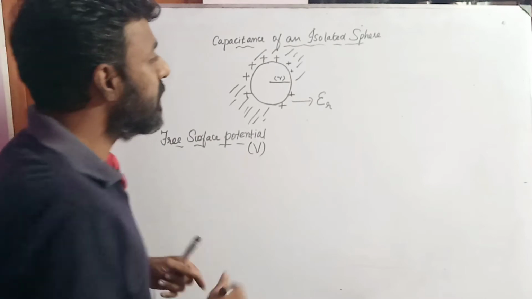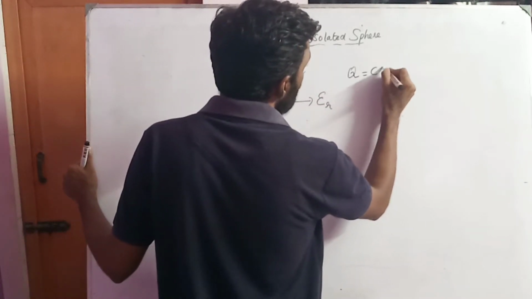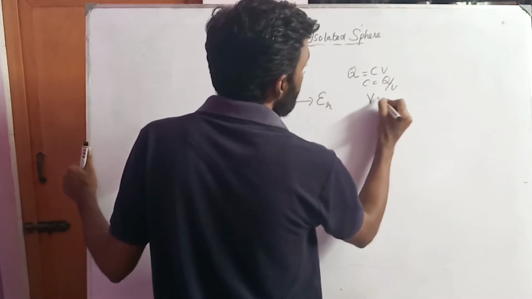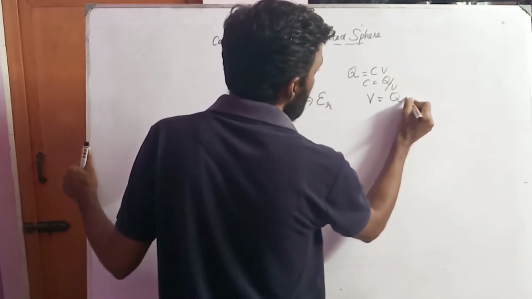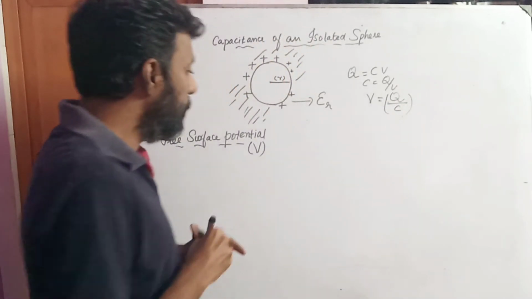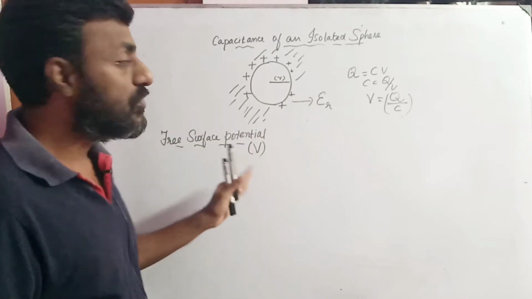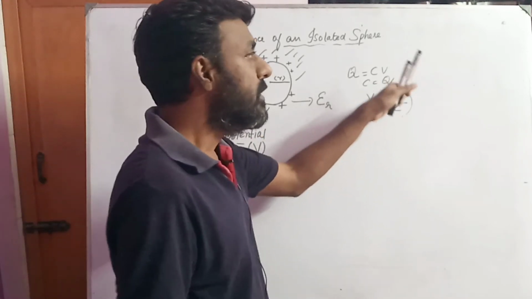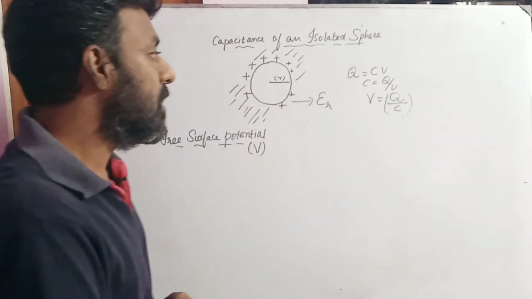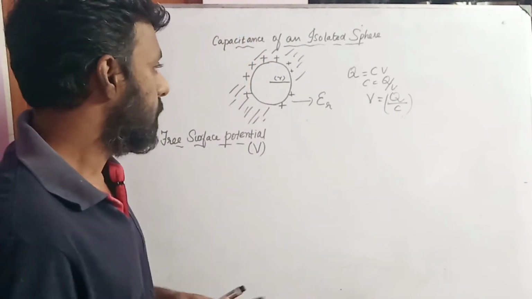We know that the formula for capacitance is Q is equal to C into V. So C is equal to Q divided by V, or V is equal to the ratio between the charge and the capacitance. Now we are looking into the free surface potential, that is V. V is nothing but the ratio between the charge that has developed at the periphery of the sphere and the capacitance, right?